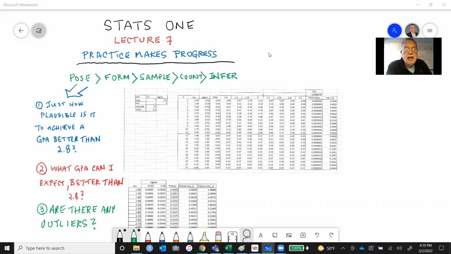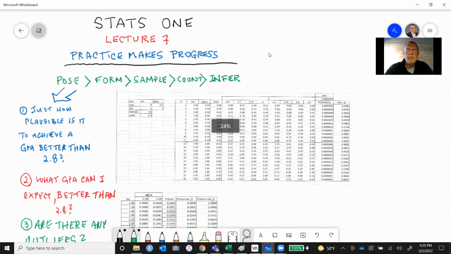The second question, which follows right on the first, is what grade point average can I expect that's better than 2.8? They're very much related to one another, but there's an extra transformation that has to go on to answer that question. Finally, or maybe we should have started with this, are there any outliers? So we have some data here.